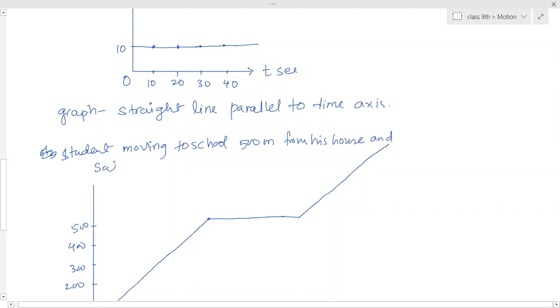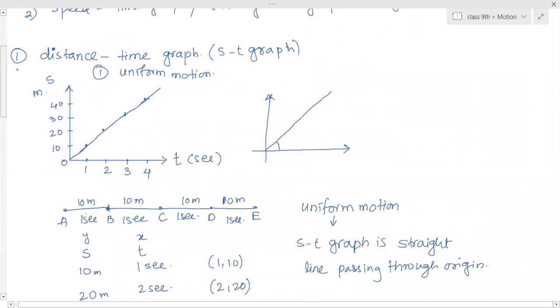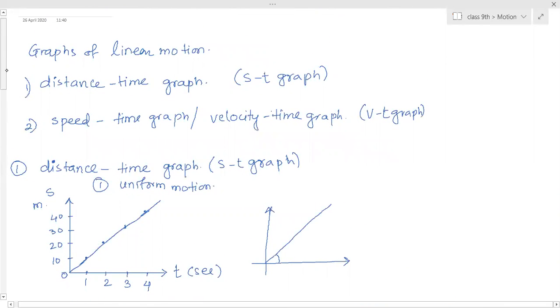Again sat for some time and then again moved back, or returned back, to the house. This is a graph of that situation. So write down all these points. Whenever an ST graph is given, time is always taken on the x-axis and distance is always taken on the y-axis.